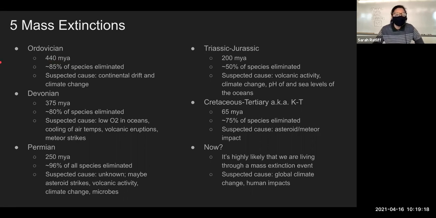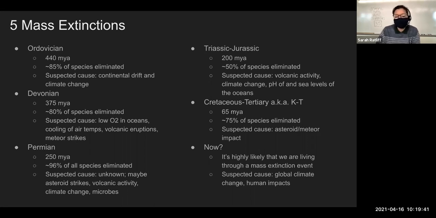The next mass extinction, about 80%. So not quite as big of an event, but still 80% is significant. Suspected cause, low oxygen levels in the oceans. So all of those aerobically respirating creatures that live in the oceans, they're not getting enough oxygen. They're dying out. Air temperatures are getting colder.